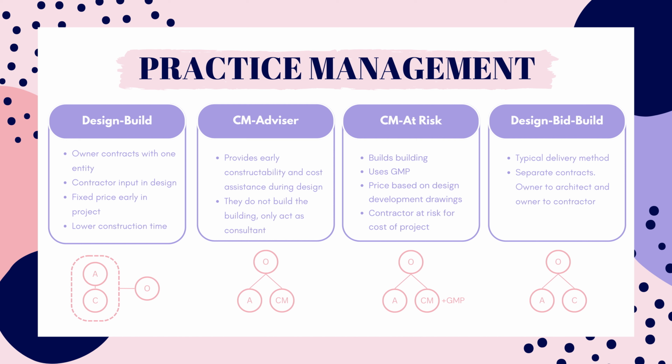Construction manager at risk has a minimum of 2 contracts: owner to architect and owner to contractor. This is similar to construction manager as advisor, but in this method, the construction manager also is the contractor who builds the building. This one is called at risk since the contractor provides the owner with a GMP, which stands for guaranteed maximum price. So the contractor is guaranteeing that they will only charge the owner that price to complete the project. If something happens and the project exceeds that price, then the contractor pays out of pocket for that cost.